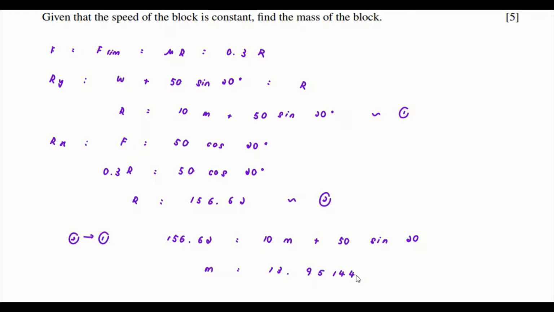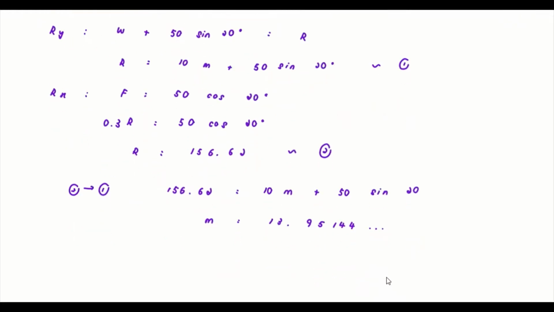So I'll be able to get my answer, which is 13.95144 and so on. When I make it to three significant figures, it will be 14.0. Sorry, I said 1.40, but it's 14.0. And that's my mass, right? So this is my mass, so it's in kg. Alright, so that's the idea of how you solve it.